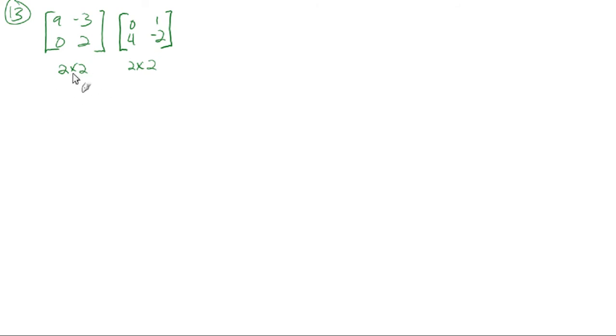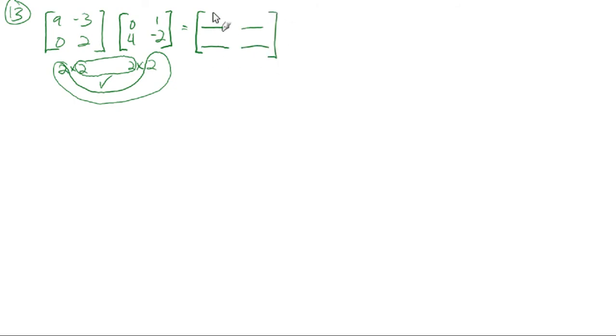Okay. So, from the intro video, remember that we're just going to check and see by looking at these two middle numbers when we write down the dimensions. If they're the same, we can multiply them, so that's a check. Then we look at these outside ones, and that tells us, and I really encourage you to write this down, how big this matrix is going to be. So it's going to be a 2 by 2. Right, it's 2 rows and 2 columns.